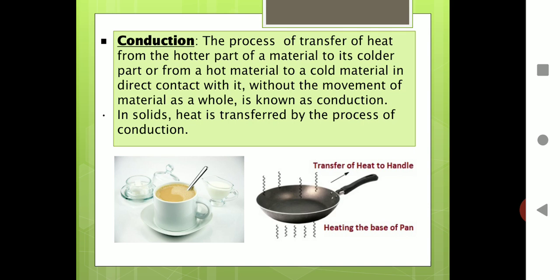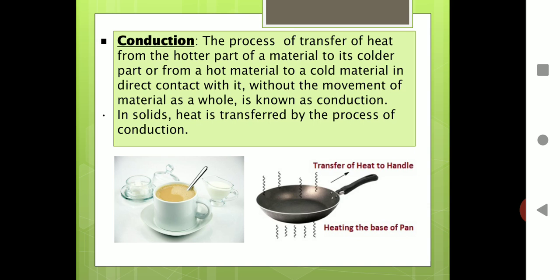The only thing is that the molecules which are becoming hot are transferring their heat to the adjacent molecules which are present nearby, and this method of transfer of heat is known as conduction. In solids, generally, the heat is transferred by the process of conduction.